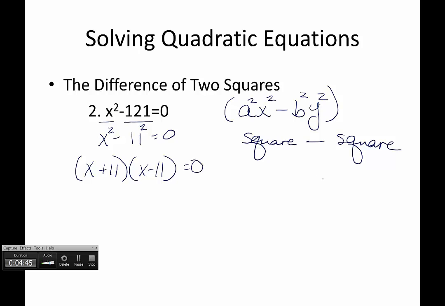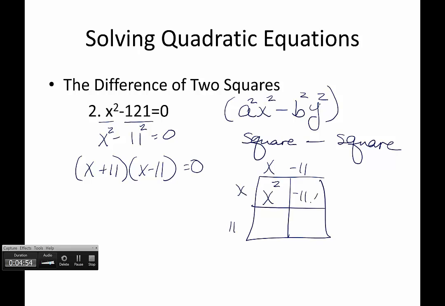Because if I distributed this out, the middle terms are going to go away. See here? That equals 0x. So that means x equals plus or minus 11.